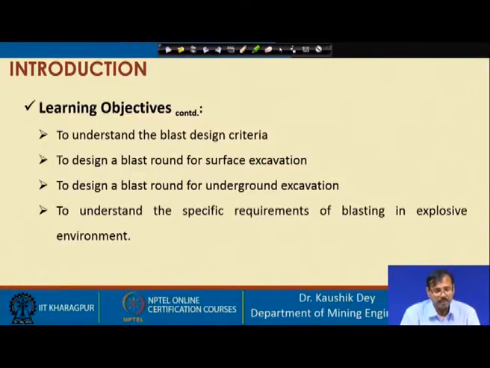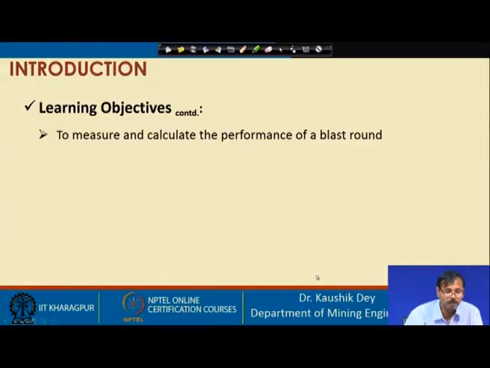Apart from that specific requirement, one has to understand the requirements of blasting in an explosive environment. That means, if you are considering the case of underground coal mines, because of the occurrence of methane, etc., the environment itself is explosive, and still the blasting has to be carried out for excavating the rock. So, the special requirements are there and the blasting engineer should understand those requirements.